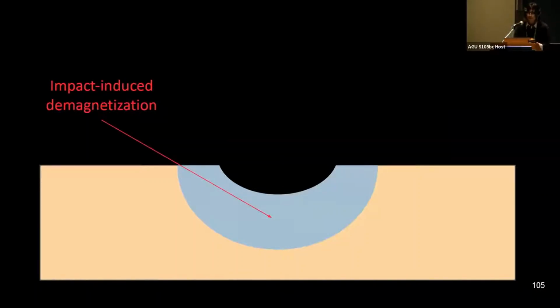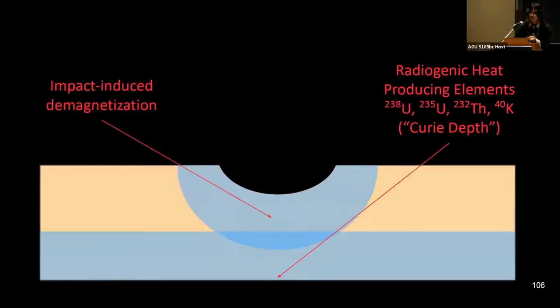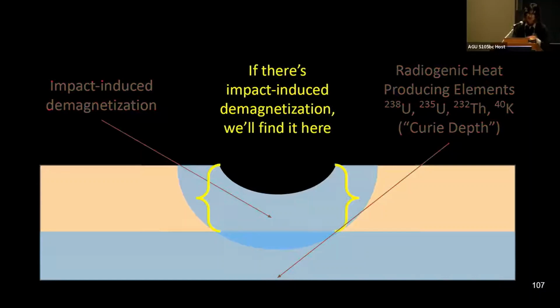So far, we've only spoken about impact-induced demagnetization. We want to constrain this, and we want to talk about radiogenic heat-producing elements in the lithosphere, which are going to, as you go deeper, eventually get you to something called the Curie depth, where it's so hot that no magnetization can exist. And if there's impact-induced demagnetization, the sweet spot, we'll find it right here.